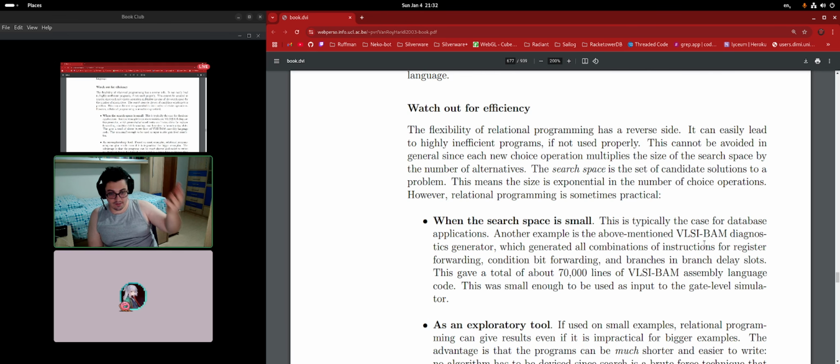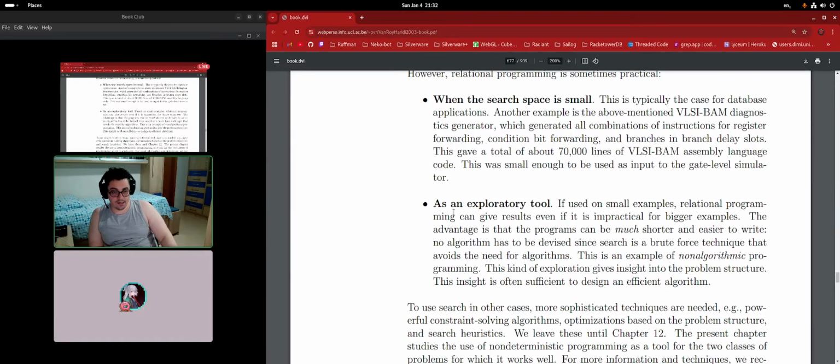Another example is the diagnostic generator. I can buy that, and as an exploratory tool. So we can use it for small examples, even though it's impractical for bigger examples. So the advantage is that the programs can be much shorter and easier to write. No algorithm has to be devised, since search is a brute force technique that avoids the need for algorithms. This is an example of non-algorithmic programming. So this is like we are going full-blown naive mode. We're going to brute force this. Basically, yeah.